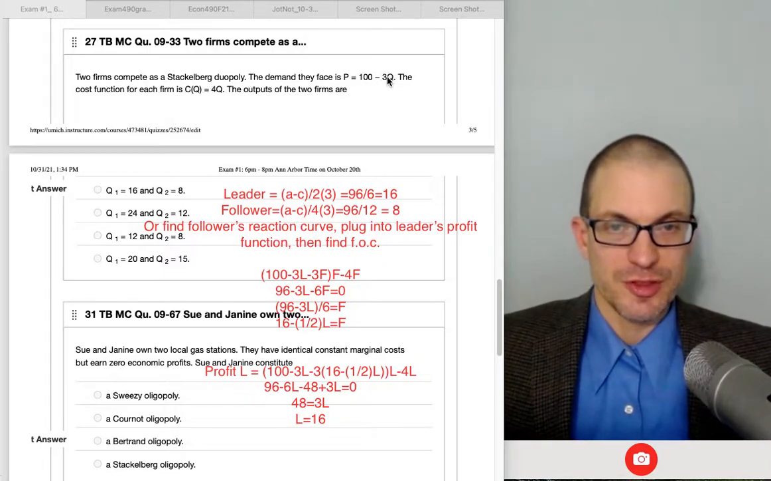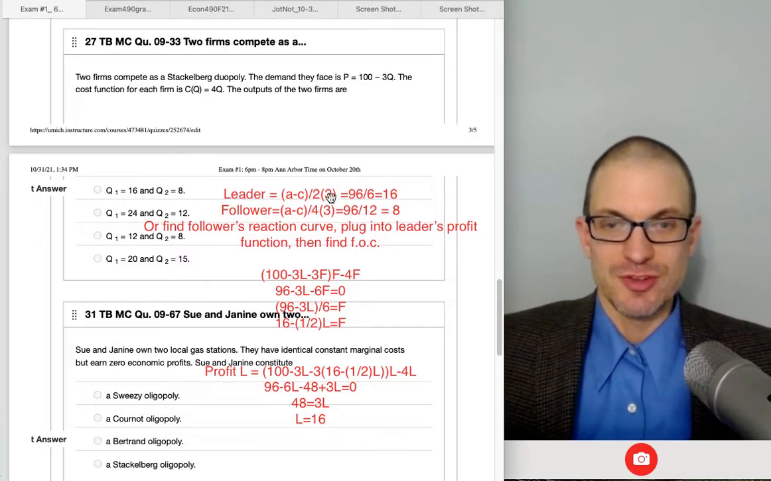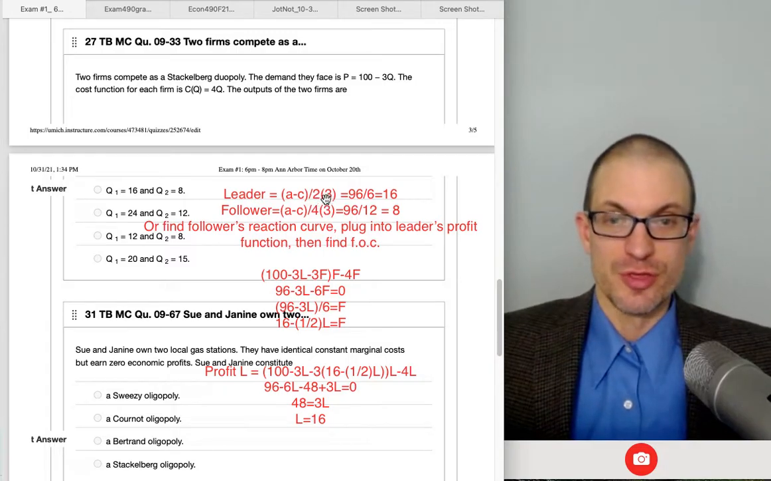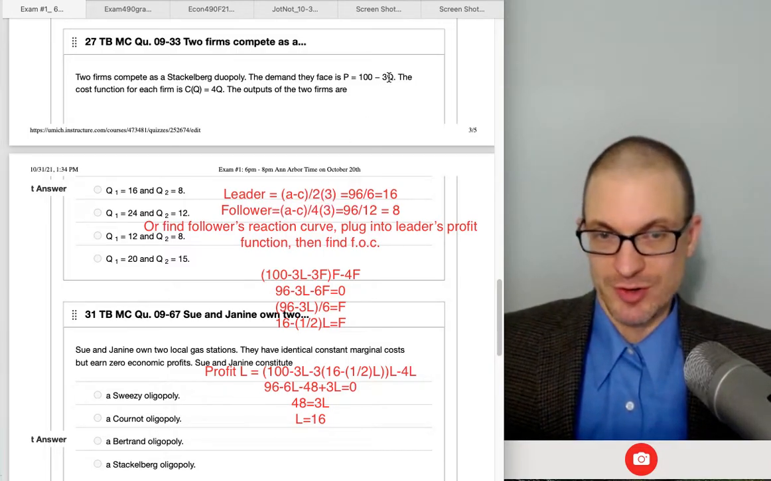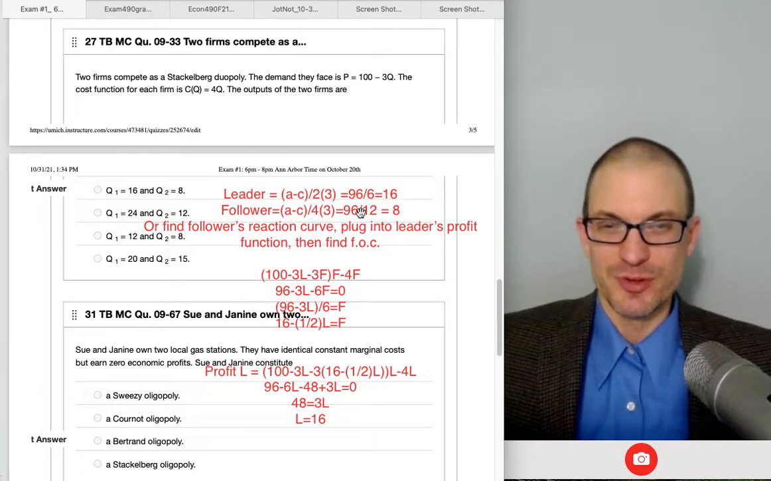However, because we've got this 3 here, we can't use the formula I just mentioned. There's one just like it. Actually, the 3 comes down here. It's A minus C divided by 2D, where D is this coefficient. So that's what I did here. So the outputs are going to be 16 and 8 respectively.